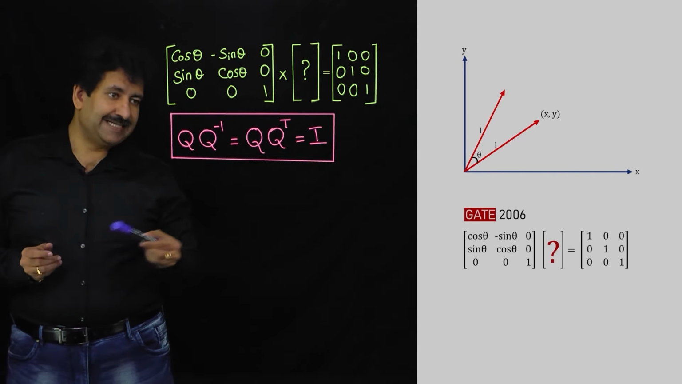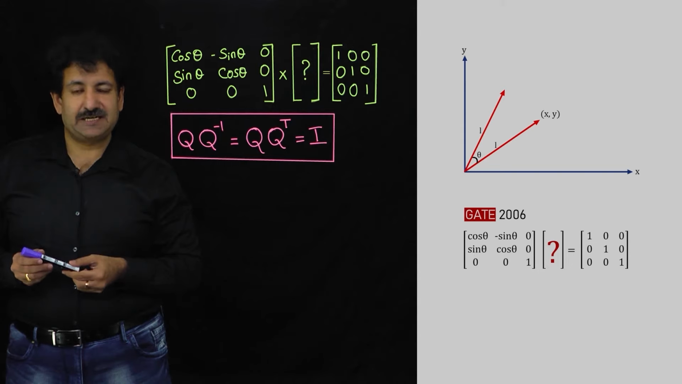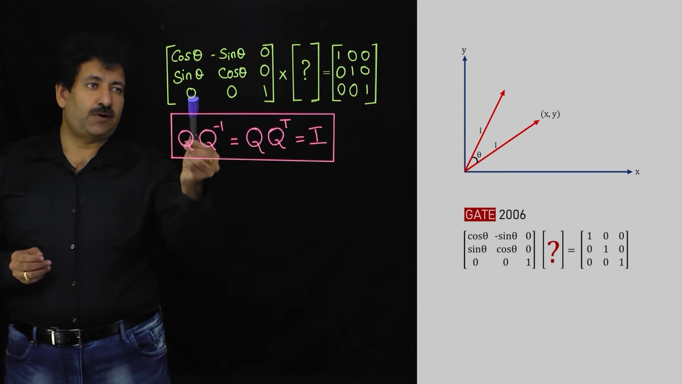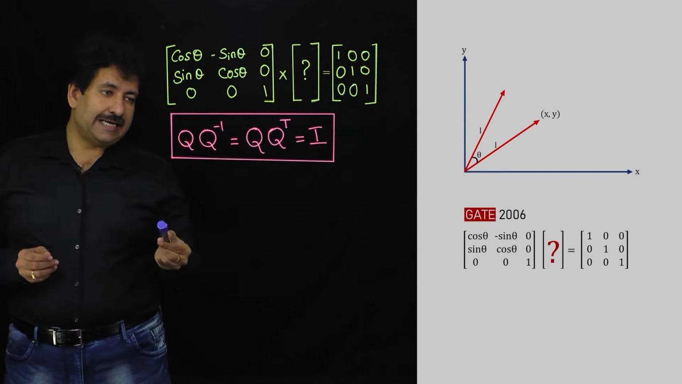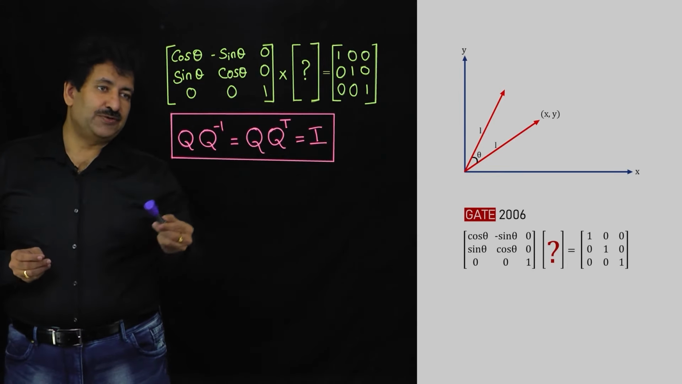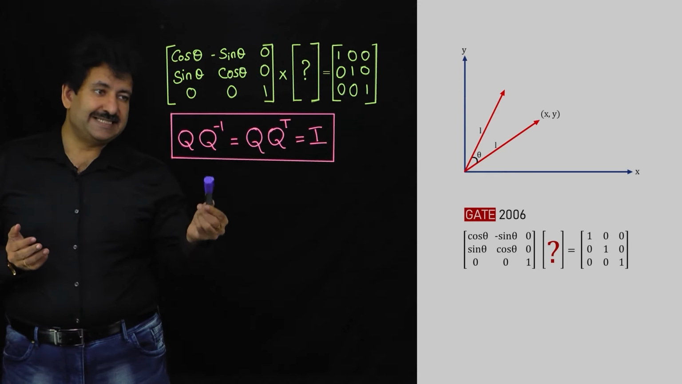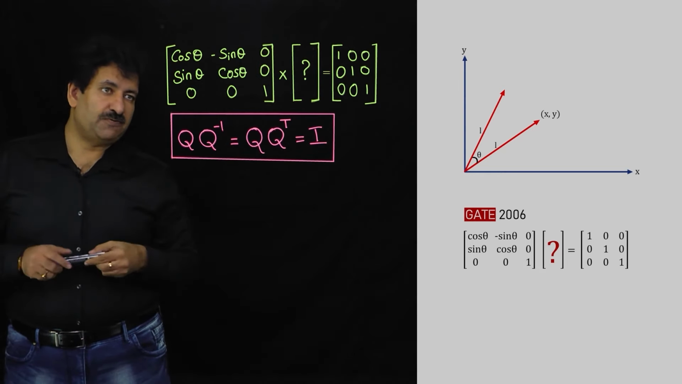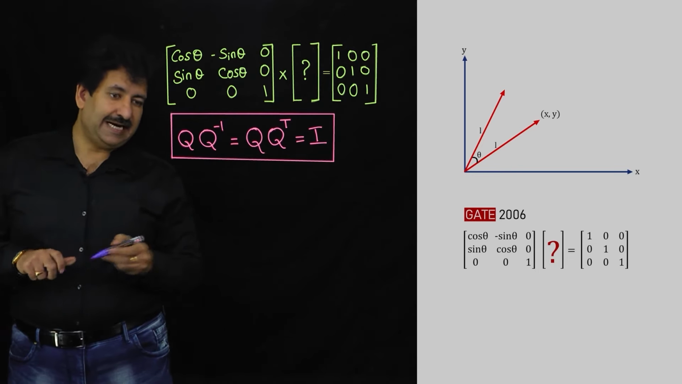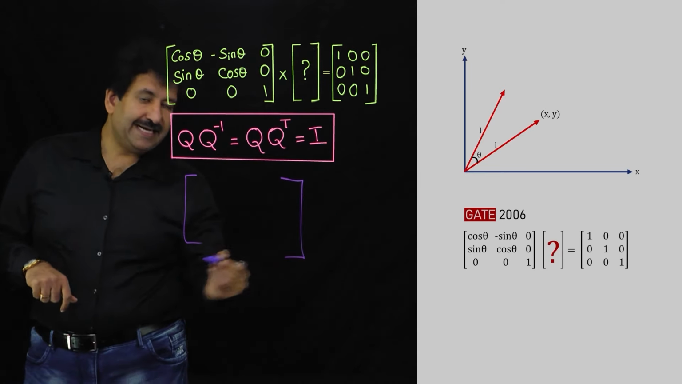And we also discussed that the transpose can be got either by the conventional method of converting the columns into rows, or you can put theta is equal to minus theta so that you end up getting the transpose of the matrix. All that you require in this question is just to find the transpose of this particular matrix, and it's very easy to get.